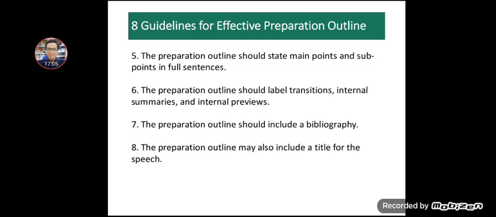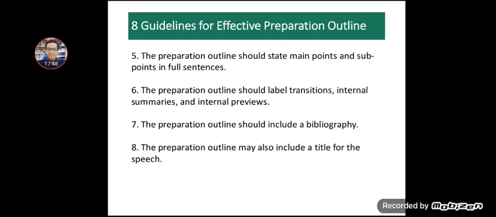Next is number 7. The preparation outline should include a bibliography or list of references, because we need to make sure that we are credible enough in delivering our points by having the evidence of a bibliography or references. So it's easy for us to justify anything that we delivered, because we refer our speech to whatever had been stated by any other scholars or academics or whoever that we make as a reference.